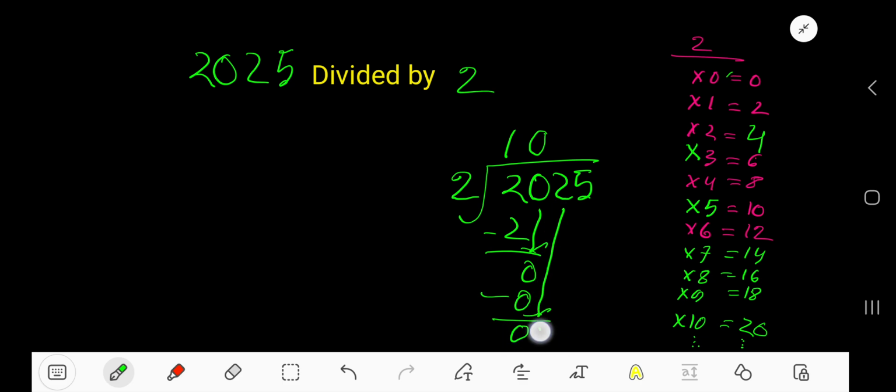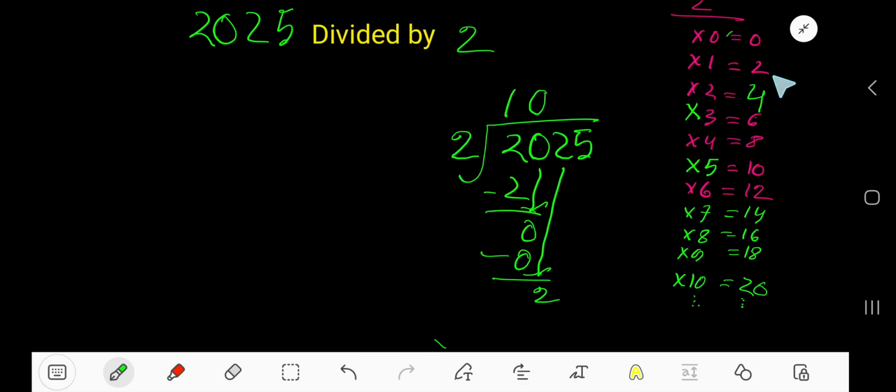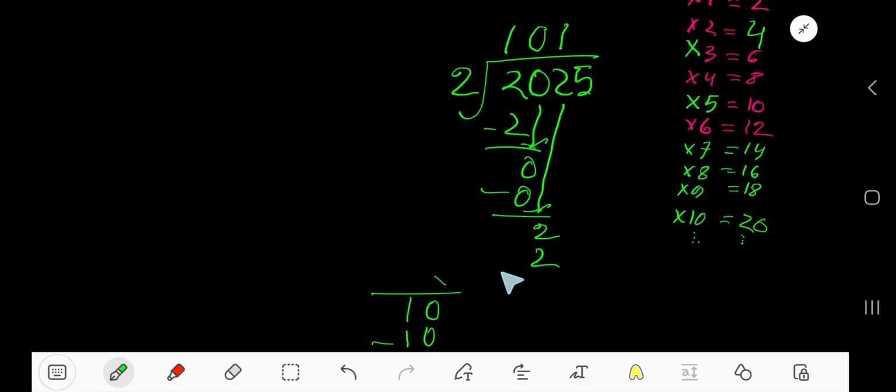Bring down this 2. Now 2 goes into 0, 2 means 2. 2 goes into 2 how many times? 2 goes into 2 one time, right? 1 times 2, 2. Subtract, 0. Bring down the next digit, 5.